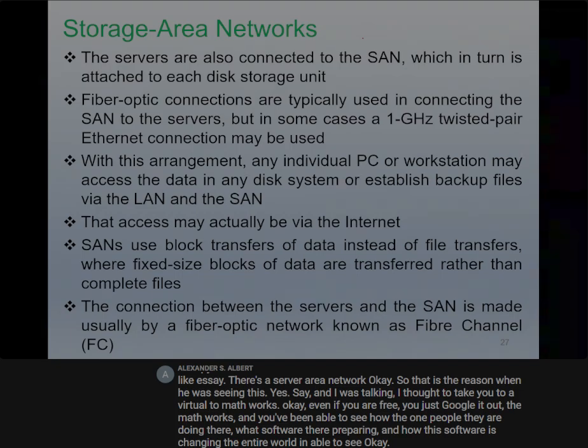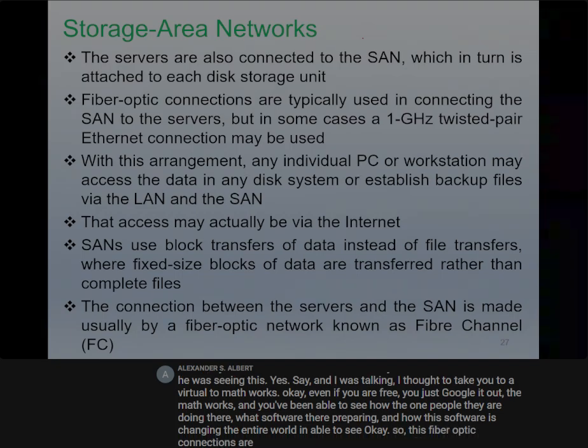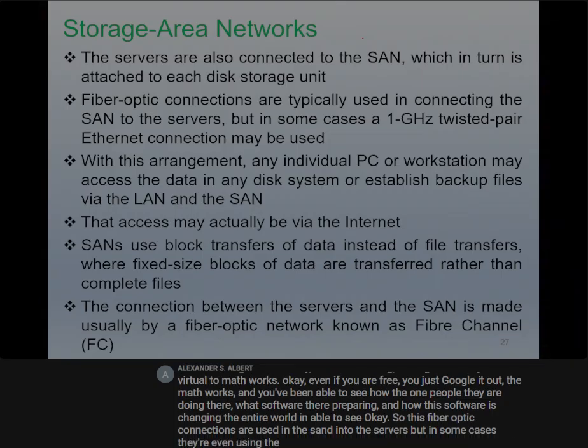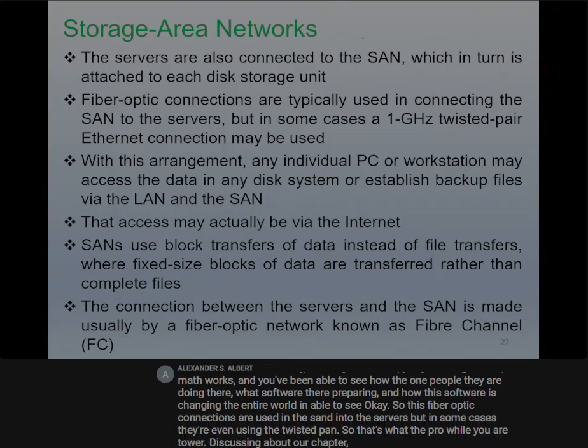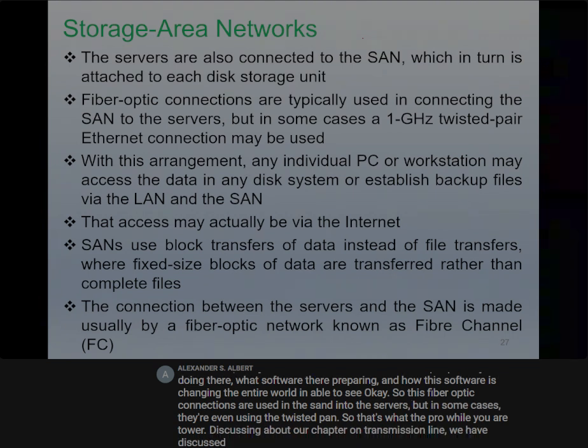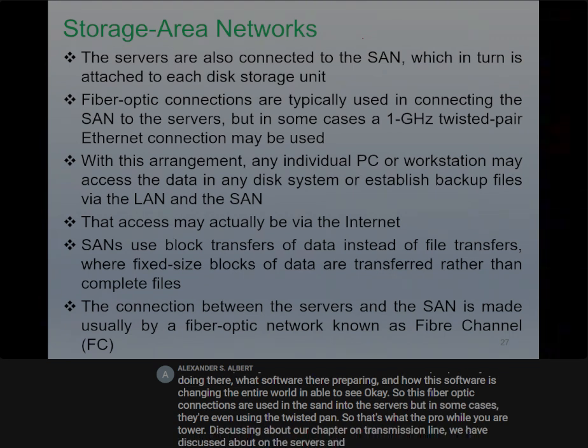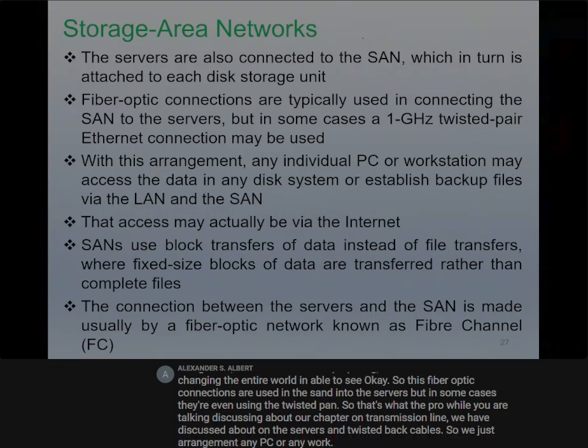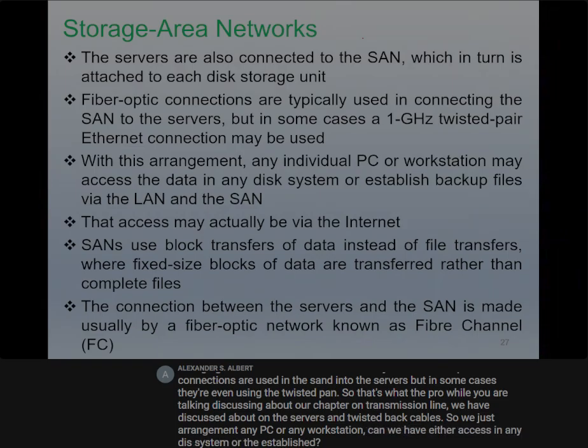These fiber optic connections are used between the SAN and the servers, but in some cases they even use twisted pair. While we were discussing our chapter on transmission lines, we discussed twisted pair cables. With this arrangement, any PC or workstation can have access to any disk system and establish backup files. That access may actually be via the internet.